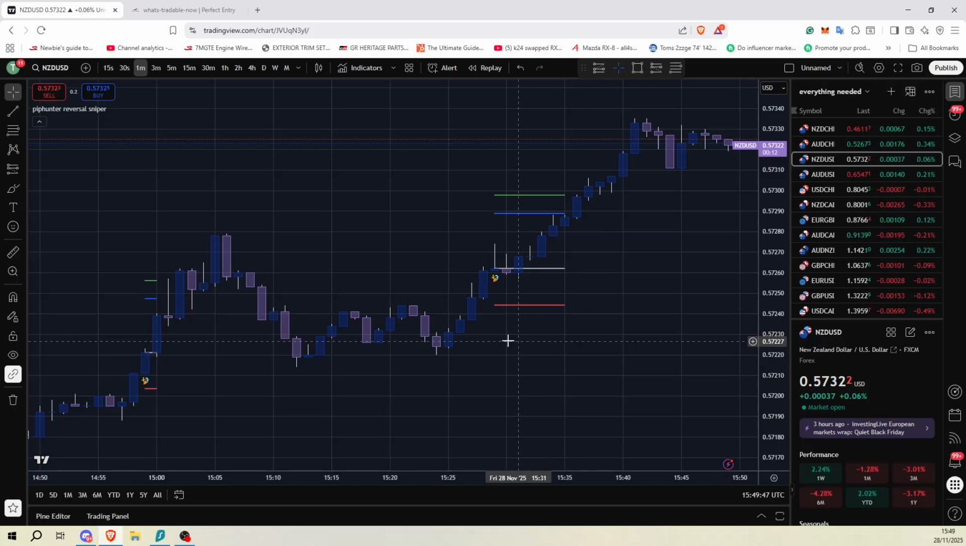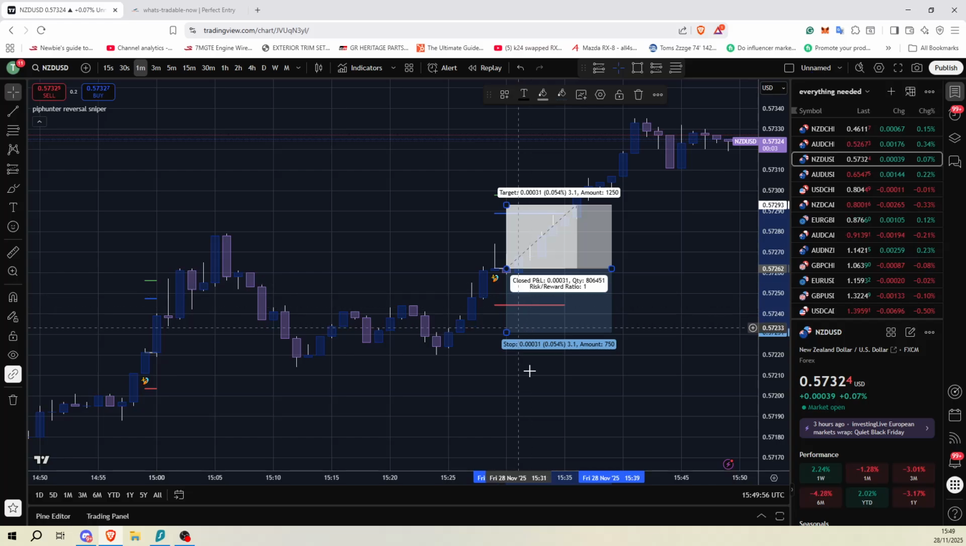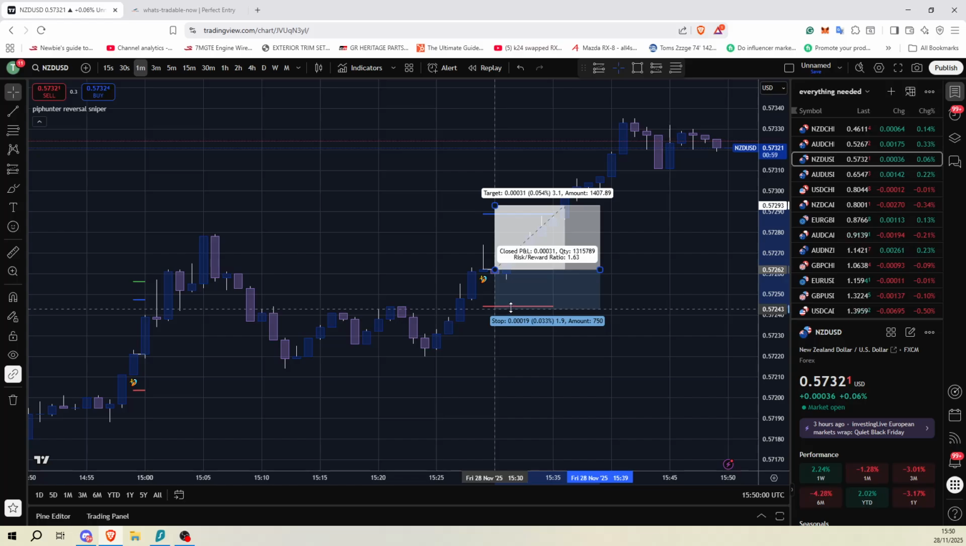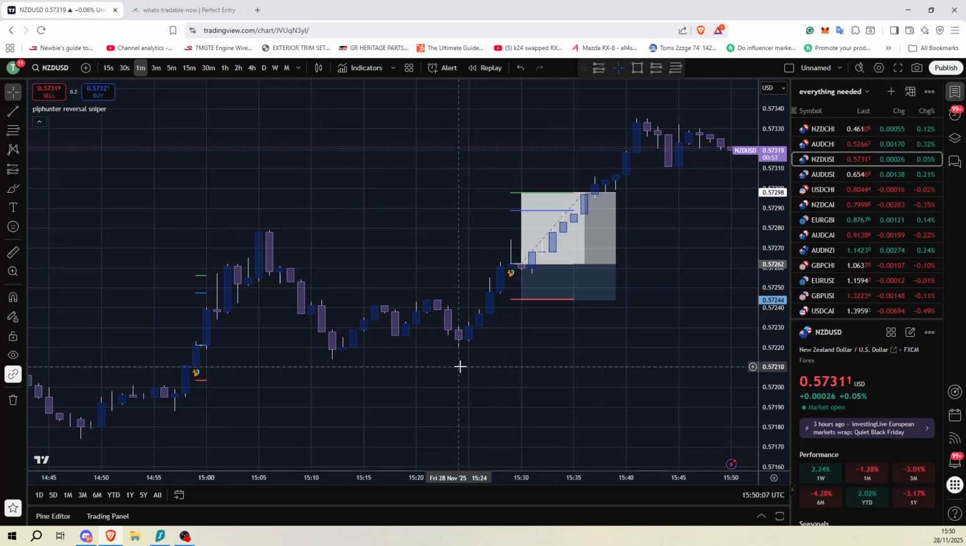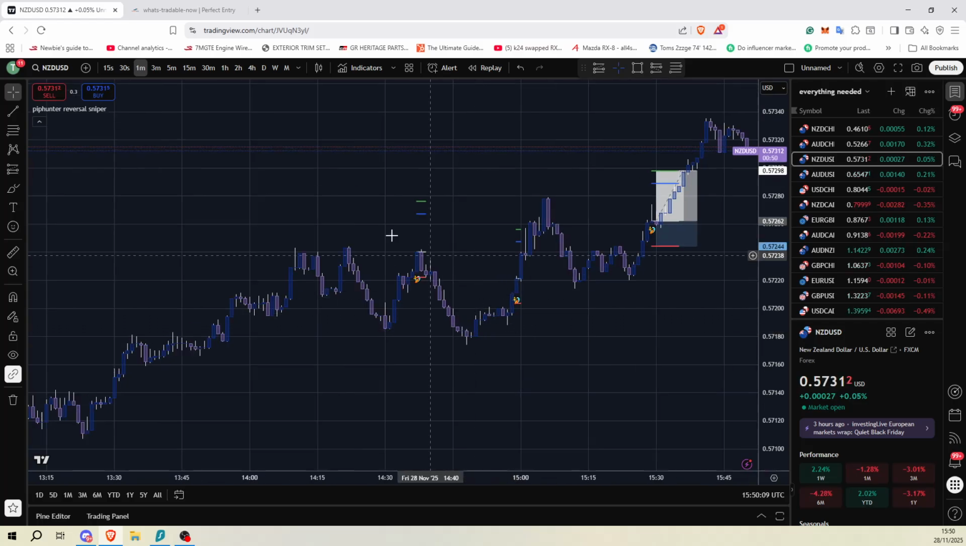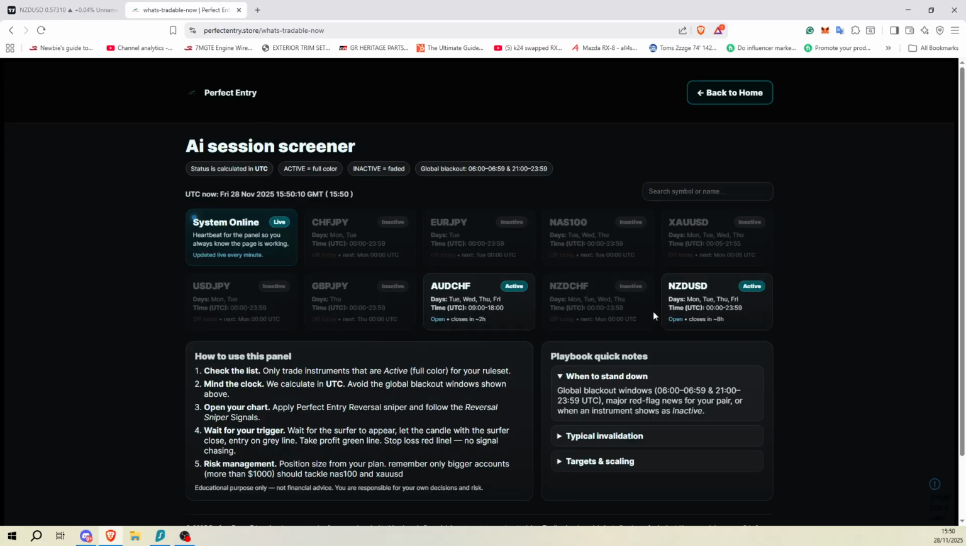Now, how does a buy look? They look like this. You would be taking your trade like this. So you wait for the candle with the surfer to close, you enter on the grey line the next candle, you set stop loss to the red line, and you set take profit to the green line, and you sit, you wait, you let it run, and that's how you trade. And all you have to do is make sure that you're trading the pair that it's saying you can at that moment.